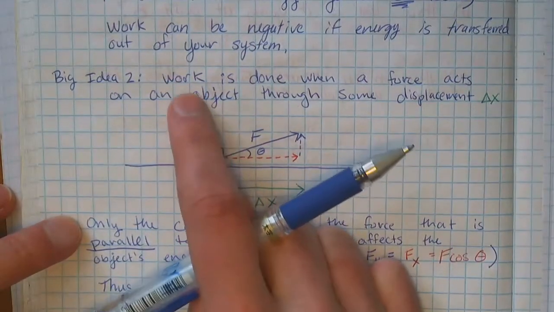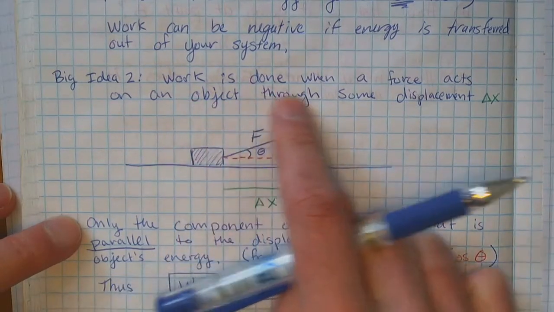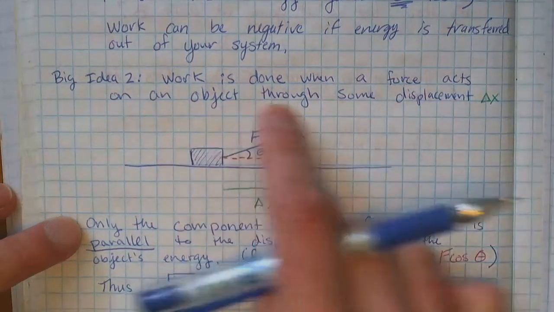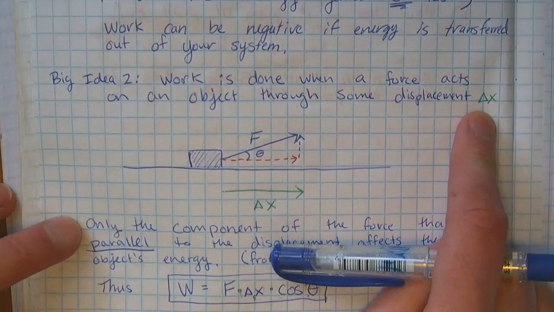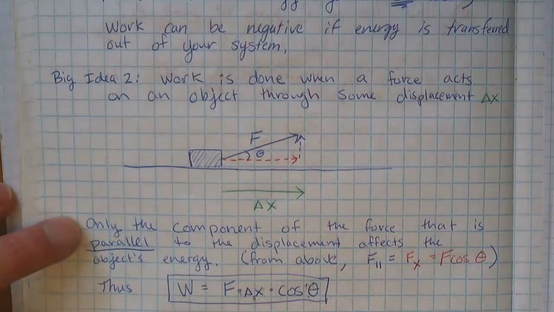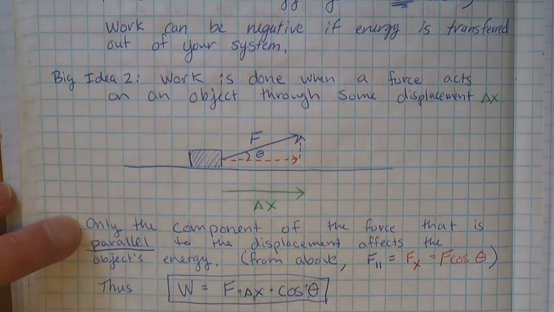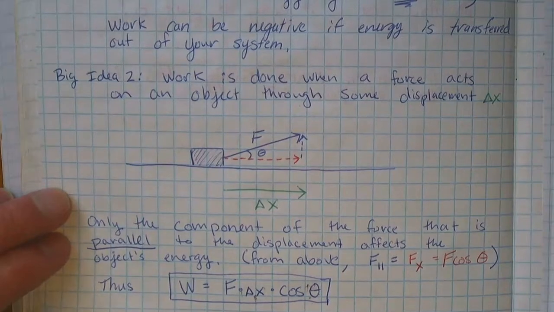All right, getting into big idea number two here. Now how do you change the energy in something? How do you do work? Work is done when a force acts on an object through some displacement delta x, meaning that if you would like to add energy to something, you have to apply a force over a distance. So basically, you just have to push something for a certain distance.